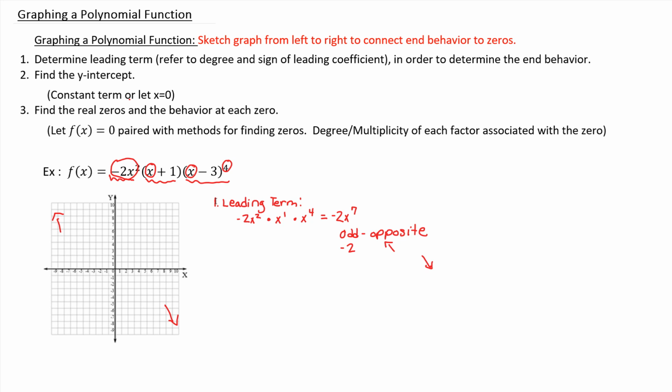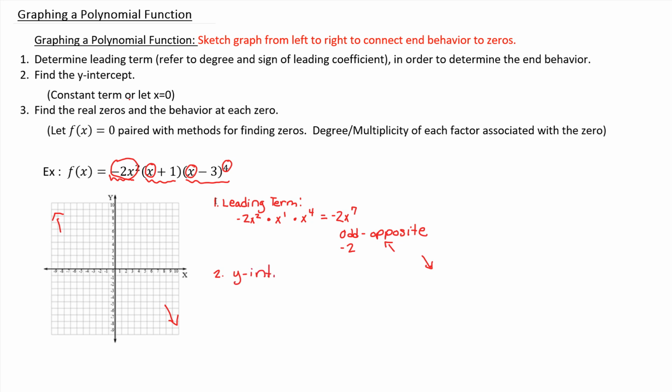So we have opposite end behavior because our power is odd, and because that leading coefficient is negative, we're down on the right as opposed to up on the right. And we knew it was opposite, so therefore we're going to go up on the left. So that's our end behavior. So then we work on the y-intercept. So in other words, where we cross the y-axis.